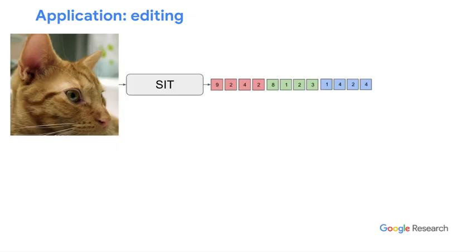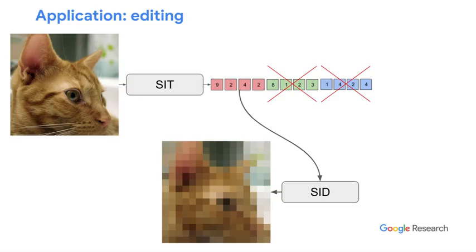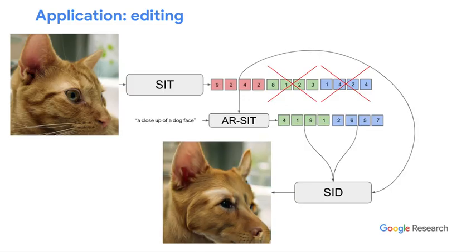Image editing is another application. We tokenize a given image, discard the high-resolution tokens, and generate replacements with a new prompt.